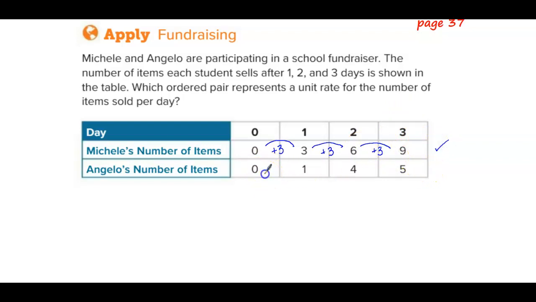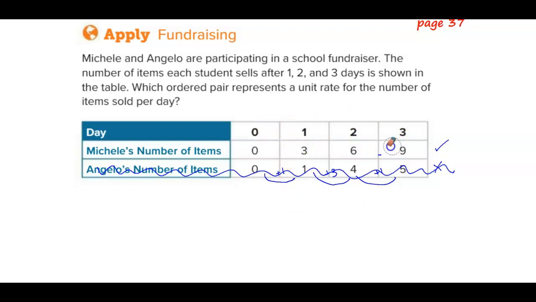But if you look at Angelo, to go from 0 to 1 is an increase of 1. From 1 to 4 is an increase of 3. And from 4 to 5 is an increase of 1. This is not a straight line. Therefore, Angelo's numbers are not even proportional. Now, we're only looking at Michelle's, okay? And they want to know which one of these is a unit rate.